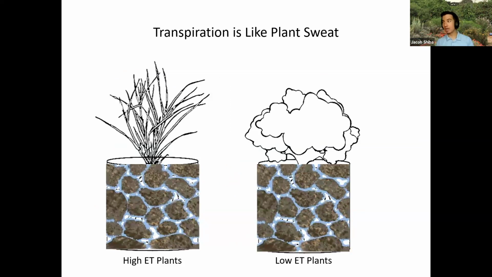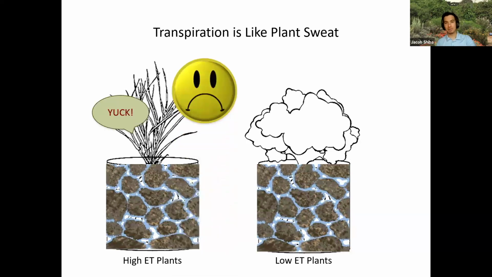For a cool season grass, let's say a tall fescue, when that sun comes out, this cool season grass is very unhappy. So what is it going to do? It's going to sweat a lot. And so in order to cool itself down, it sweats and sweats and sweats. That means it's pulling lots and lots of water out of the soil, which means we're going to have to replace that water much more frequently.